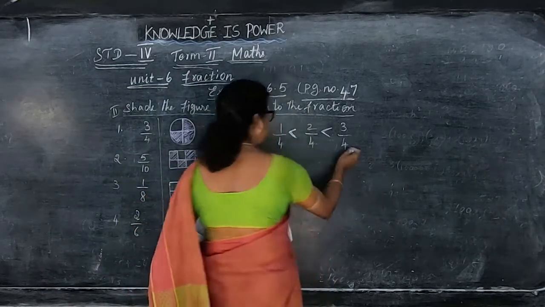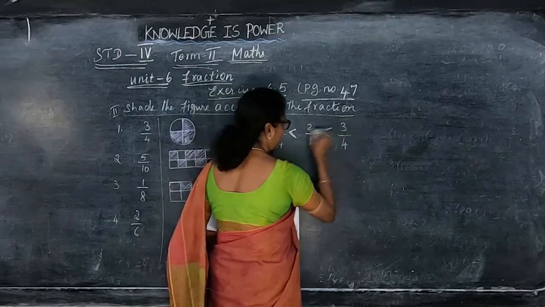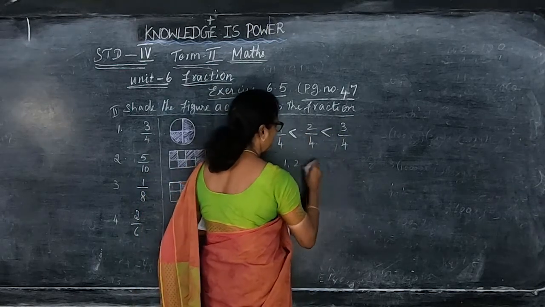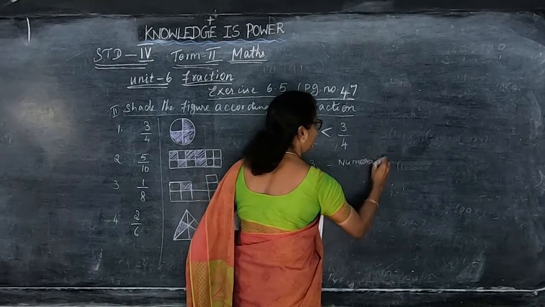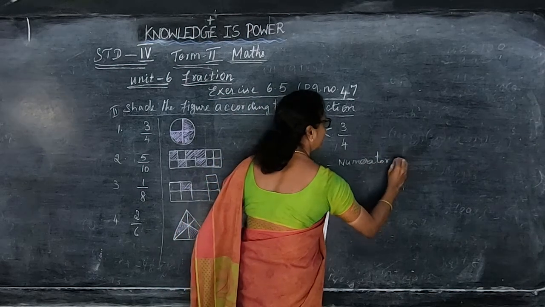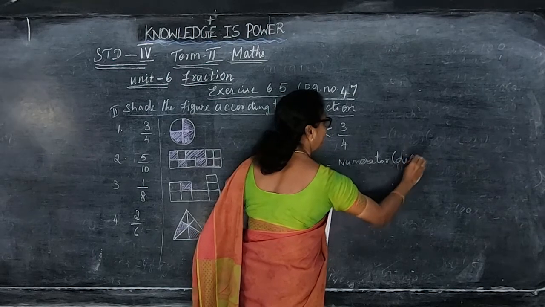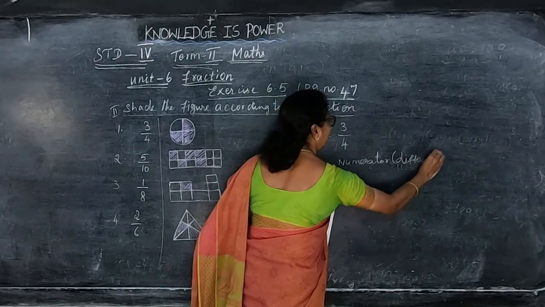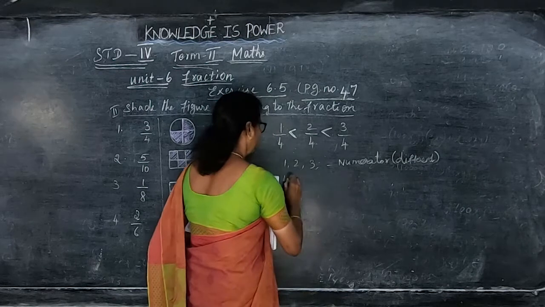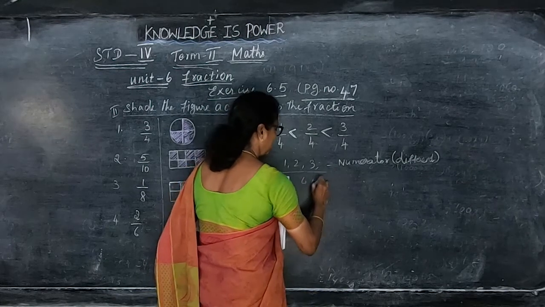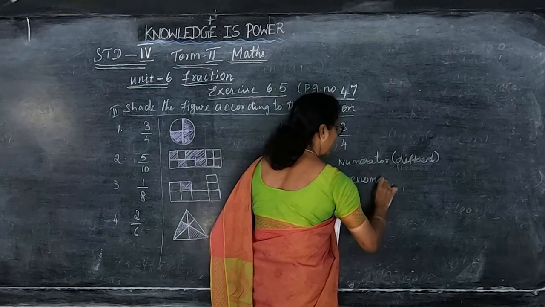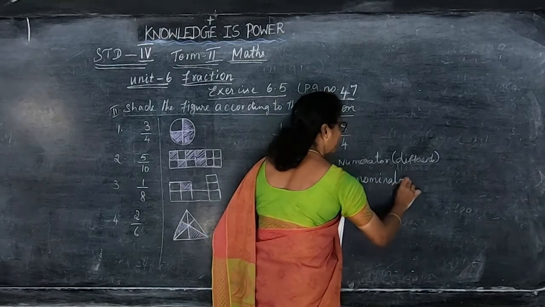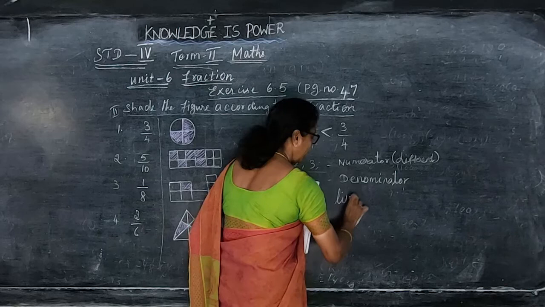So in this, one more thing, the numerators will be different. 1, 2, 3. Numerator is different, but 4, 4, 4, that is, the denominator is the same. So if the denominator is the same, that is known as a like fraction.